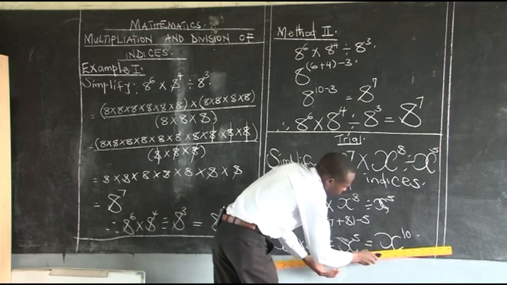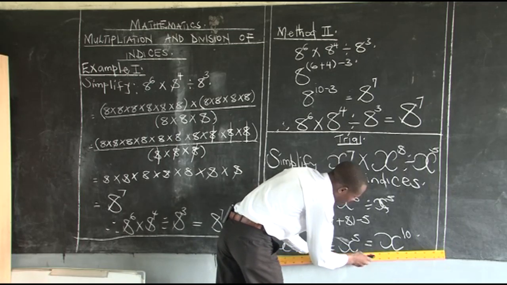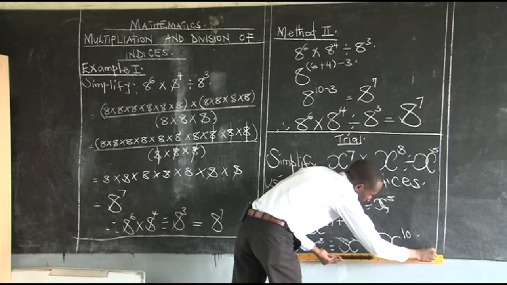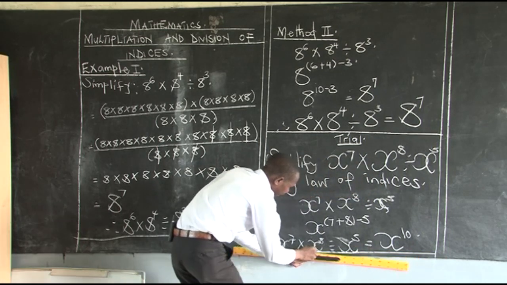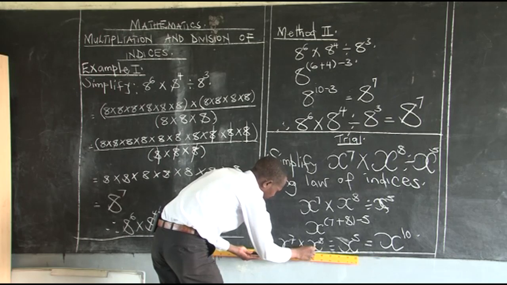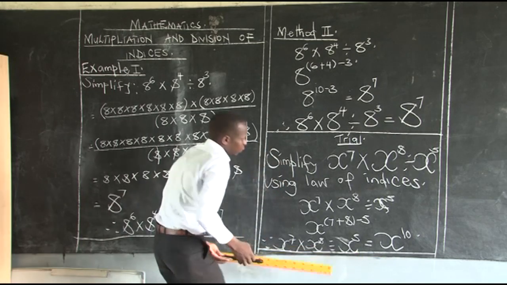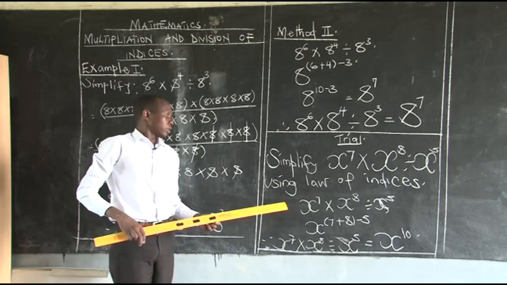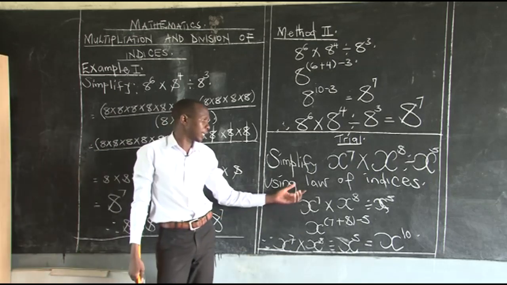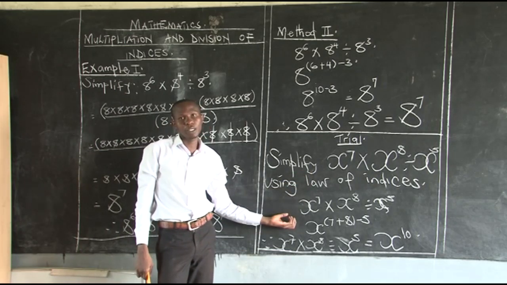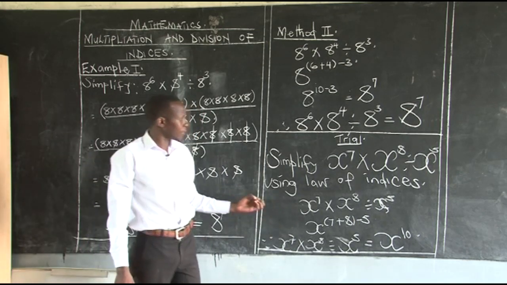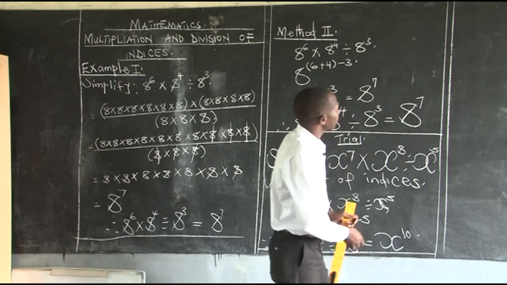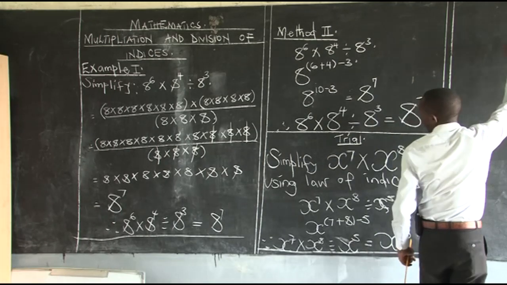If this is the answer you have got, please have your pencil or pen and mark it correct, and give yourself a high five. After that, you underline it. So here we have used what we call the law of indices to work this out. Well, let's have two more examples of the same kind.